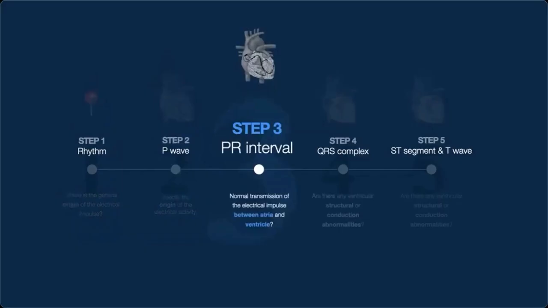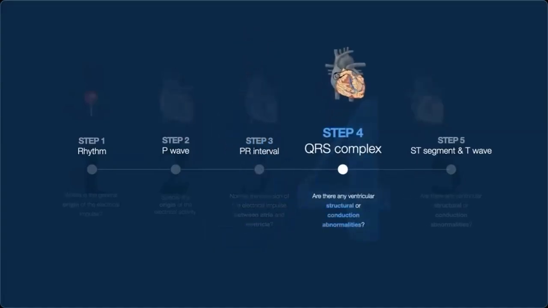And then the next step is to look at the PR interval, which by extension represents the movement of electrical activity between atria and ventricles. If we want to know if there's abnormal transmission of electricity between atria and ventricles, we look at the PR interval. Next, we look at the QRS complex.